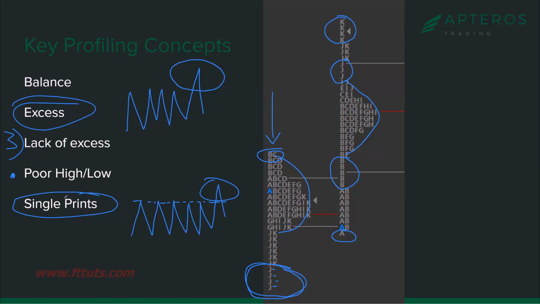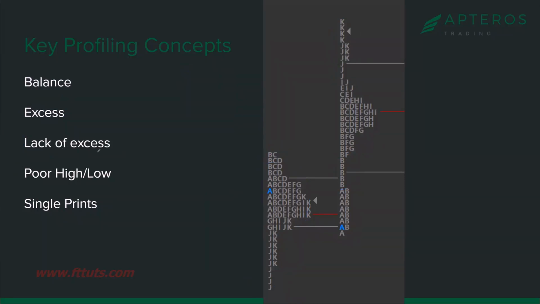And now let's go all the way back to maybe the Toyota Tacoma auction. All of these things were present, right? We had a balance area. Now, we had single prints during a nice normal auction process where value was clearly established and everybody's happy, which means that we had excess at the highs and at the lows. And we didn't have any poor highs or poor lows.